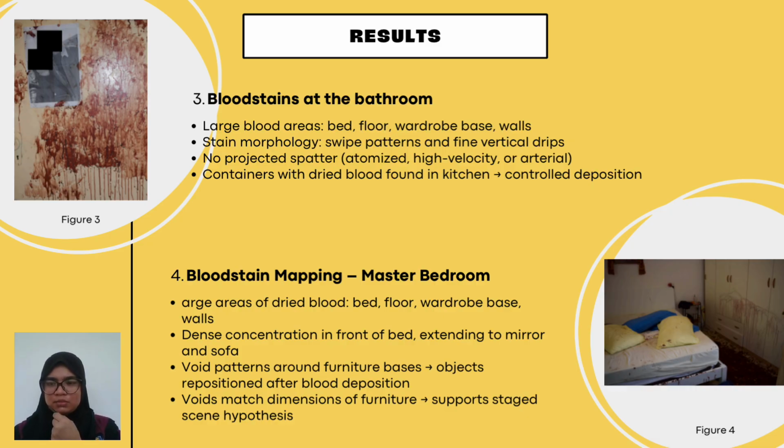For master bedroom bloodstain mapping, a large dry blood area was found on the bed, floor, wardrobe base, wall, and around the mirror. A dense concentration of stains appeared in front of the bed. Importantly, several void patterns were present: clean, unstained, sharp areas surrounded by blood. Those voids matched the exact dimensions of furniture items, showing that the objects were moved after the blood was already deposited. This is a major indicator that this is a staged scene.